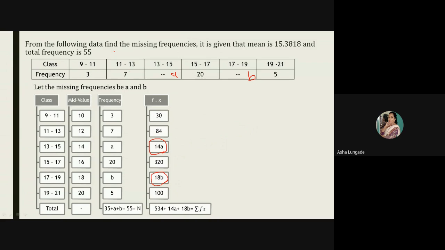So 534 plus 14a plus 18b is equal to the summation of fx. Now what formula will we use here? Summation of fx upon summation of f into h, right? Is the formula correct?